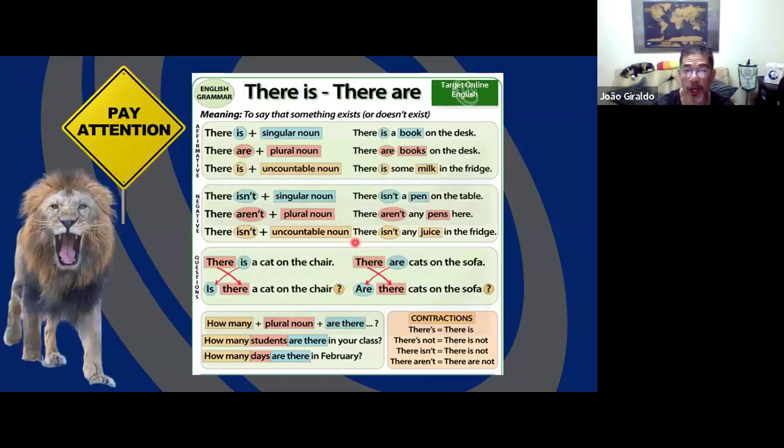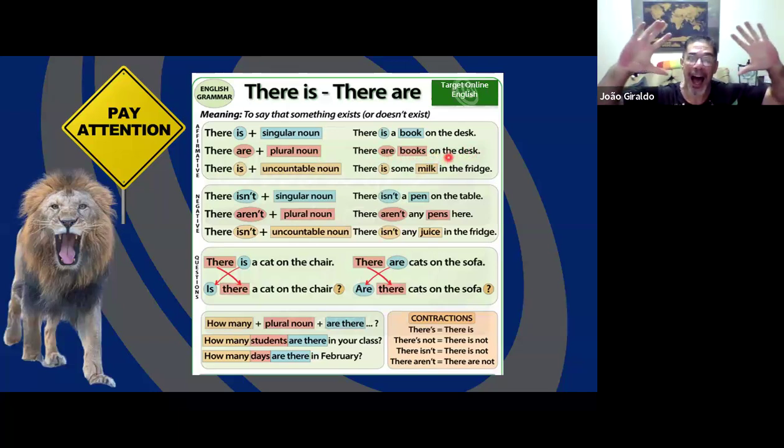More structures of there is, there are. So, there is plus a singular noun. We are going to use, remember the articles we learned in lesson 2 and 3, okay? There is a book on the desk. A book, synonymous of one book, representing a singular noun. In plural, there are plus plural noun. So, for example, there are books on the desk.